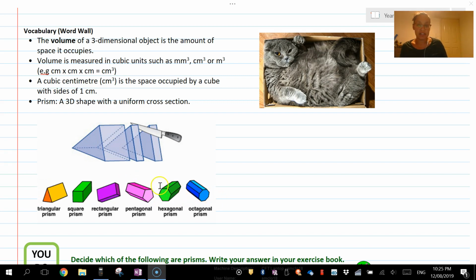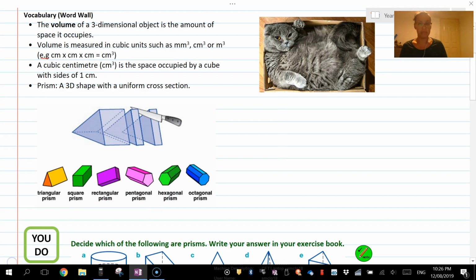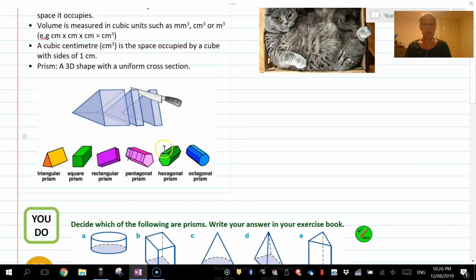So you can see there, that's the cross-section, and if you cut this one, it's going to be all along there. And they're all going to be slices of hexagons. And so, for example, if we cut them all like this, they would all be pentagonal slices. So that's what we mean by a prism.